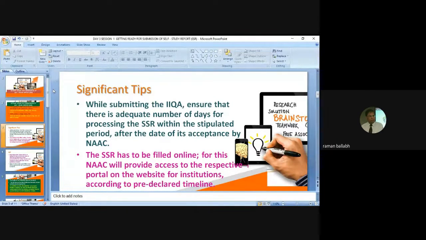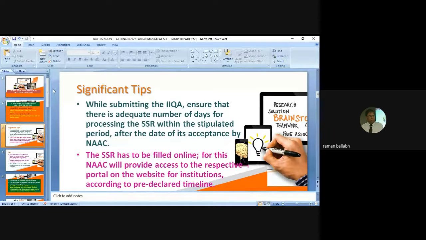Again, filling things on the portal requires another type of expertise. Every portal, whether it is NAAC or any other portal, has procedures to fill. For example, if you are uploading a picture, how this picture can be uploaded, in which format and which size, is always given there. The direction is there.